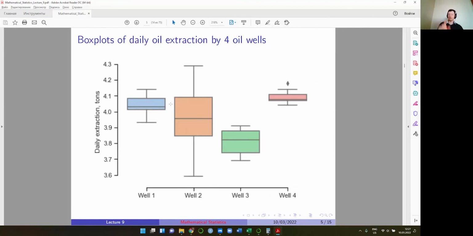The box itself, the lower and upper borders of this box, identify the lower and upper quartiles. I hope you also remember what quartiles are. Those are the 25% and 75% quantiles. So 25% of observations lie below this level, and 25% of observations lie above this. Basically, looking at this graph, we can comprehend where the center of the empirical distribution of this data is. The center is here.